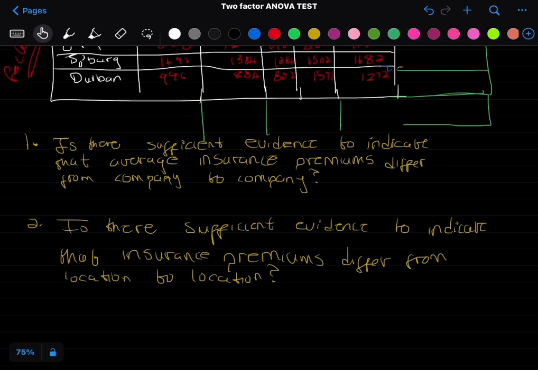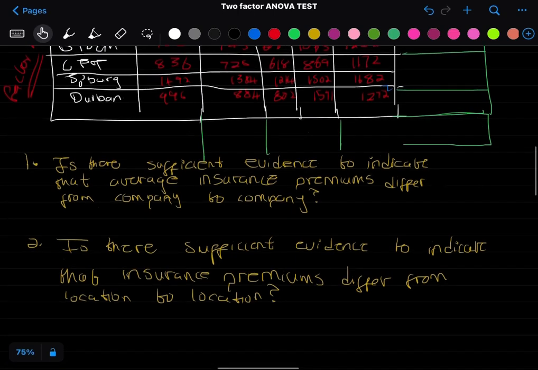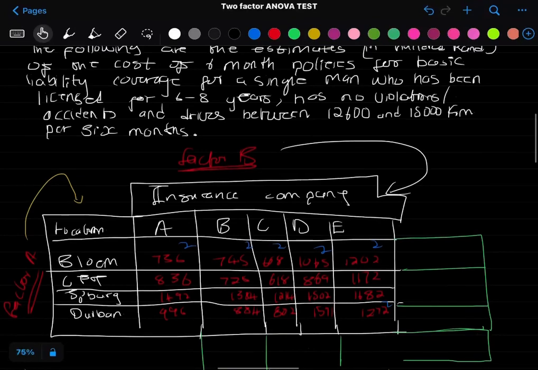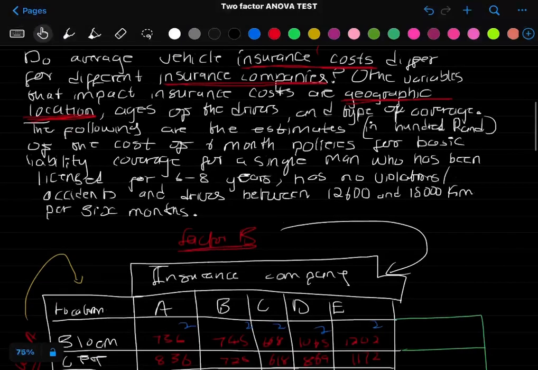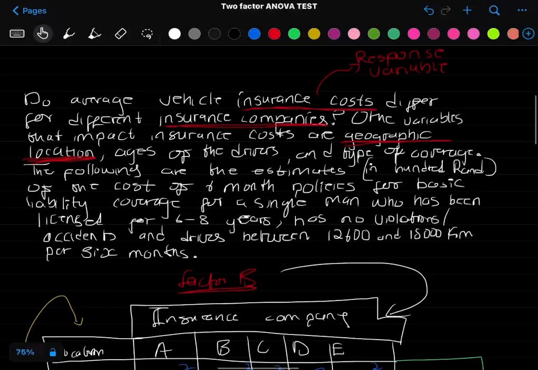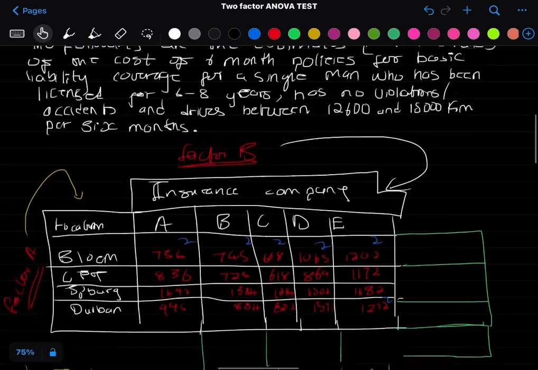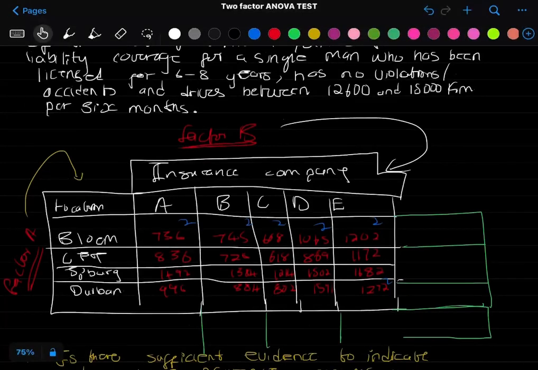Now, to understand these two questions, we have to firstly be able to identify our factor A and B from the information that we are given. In this case, our response variable, which is our observations, is the insurance cost. According to the way the table is constructed, our factor A is the location and our factor B is the insurance company.